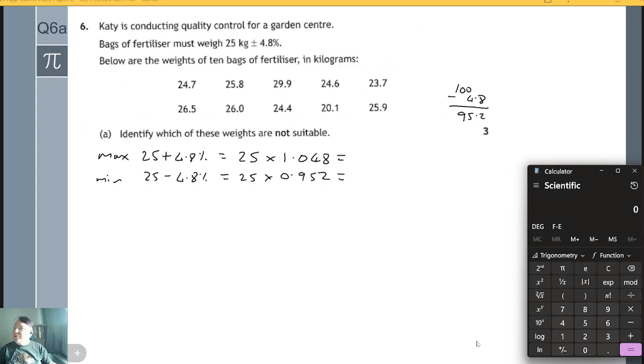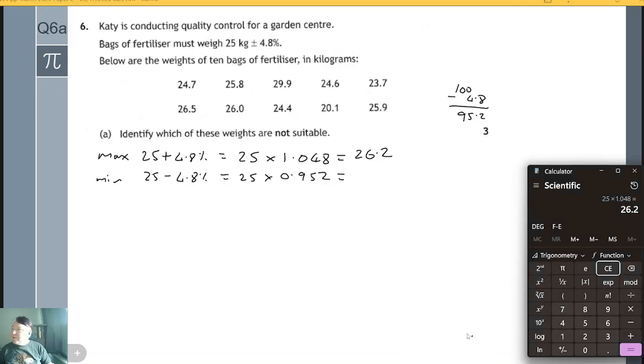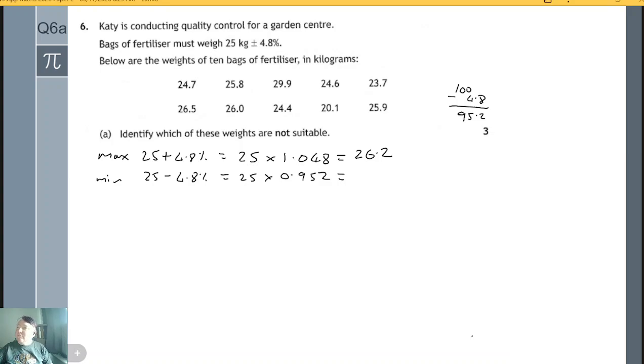Let's see what we get for our two numbers. So we get 25 times 1.048 is 26.2 is our maximum. And our minimum, it's not liking that. There we go. 25 times 0.952 is 23.8.